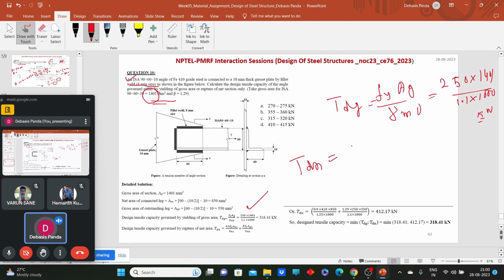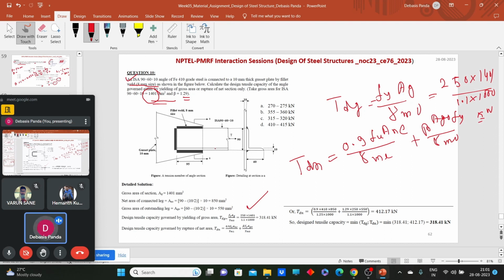TDN. So for TDN we have to calculate 0.9 Fu Anc by gamma m1, plus beta, that means the rupture at the connected leg and yielding at the outstanding leg, so beta into Ago Fy by gamma m naught. The beta value is provided, 1.29. We need to calculate the values of Anc and Ago, right?